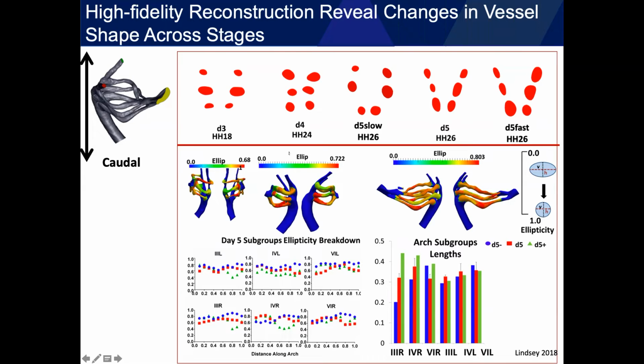We can measure these shape changes by using ellipticity. If it's 1, it's a perfect circle. If it's 0, it's a complete ellipse. Here are just average models for each of the stages, and this is showing how it changed along those 10 sections for the subgroups that we found in day 5.